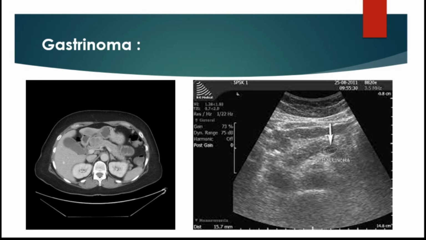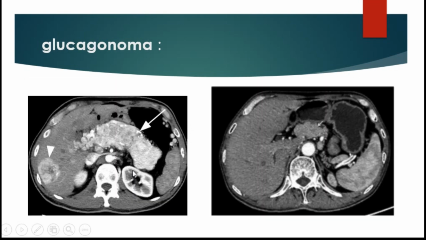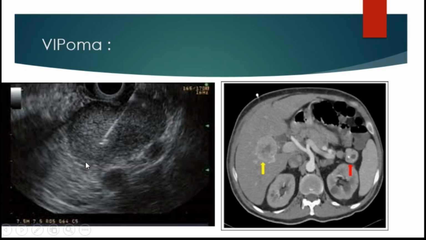And this is gastrinoma. I think this picture is wrong. No, this is gastrinoma. Okay, this is glucagonoma. That's a diffuse, large one. And what is this? Most likely metastasis. As usual, still one with metastasis.